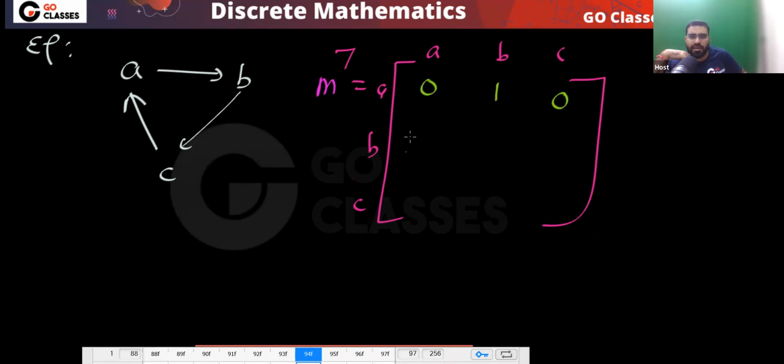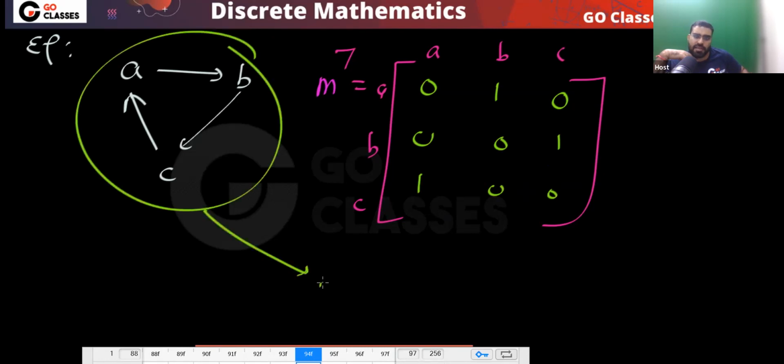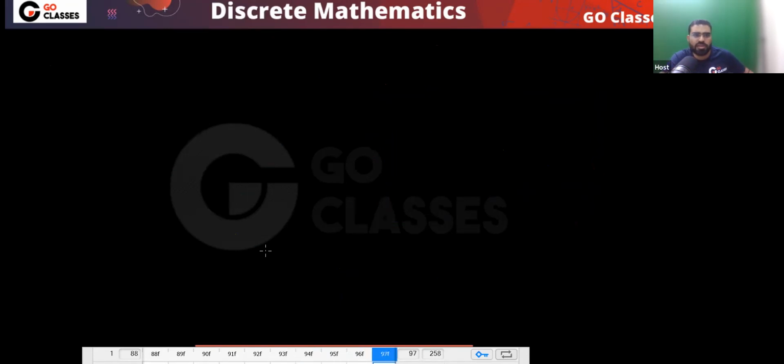So it will be same as M power 1. You can check. It will be same as M power 1. So for this graph, whether you do M power 7, that will be same as M power 1. They will be basically same. Okay, so like this. What about this question?